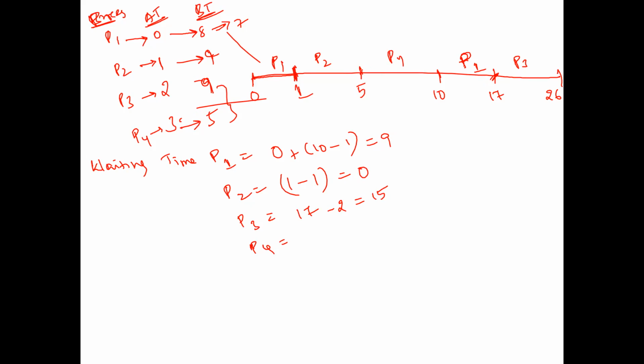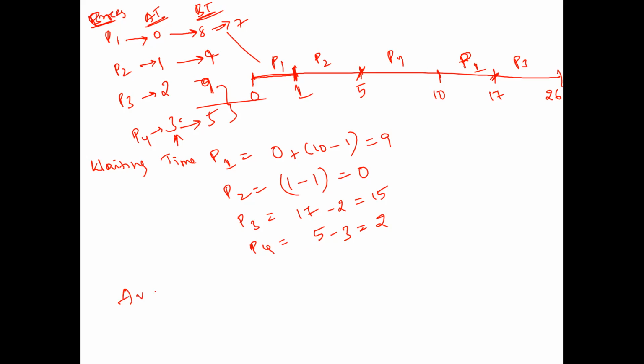Process 4. P4 has entered the schedule at 5 units of time, so it has waited until 5 units of time. But P4 arrived at 3 units of time. So 5 minus 3 is equals to 2. Now you got all the individual waiting times.